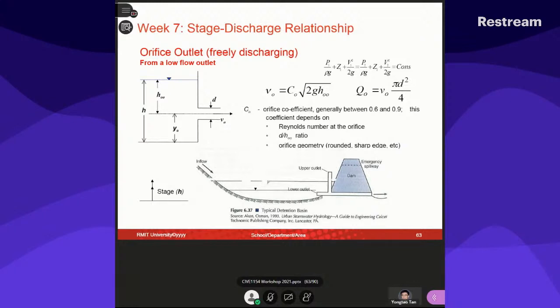So here we also develop the orifice outlet equations based on the Bernoulli energy equation. Remember, I just mentioned that. This is the Bernoulli energy equation. What that means, I will repeat again, is for steady flow.